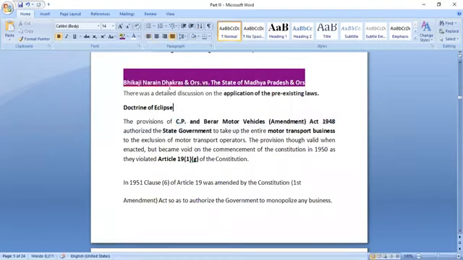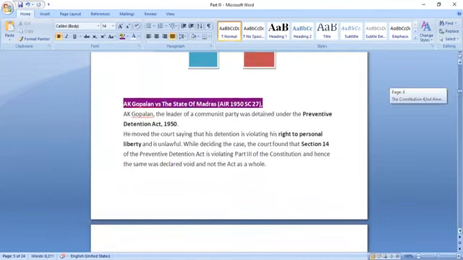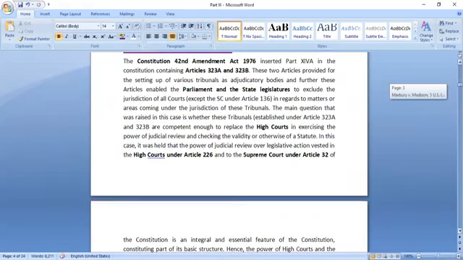Basically, what you need to remember is, for example, if this case comes in the exam, you should be able to recall that this relates to the doctrine of eclipse. So this is what you need to remember. For example, in the A.K. Gopalan case, you don't need to remember that it was section 14 of the Preventive Detention Act only which was considered invalid. They would not ask such complicated questions. But what you should remember is that it was the A.K. Gopalan case where this particular principle was applied.